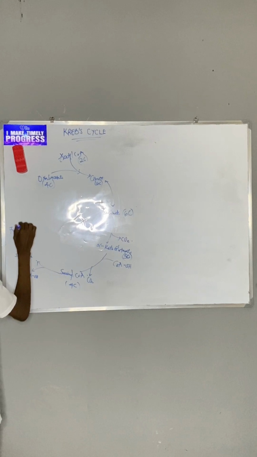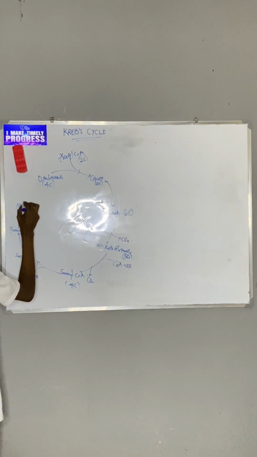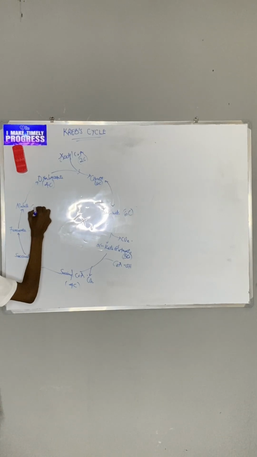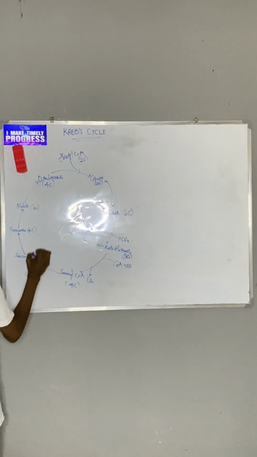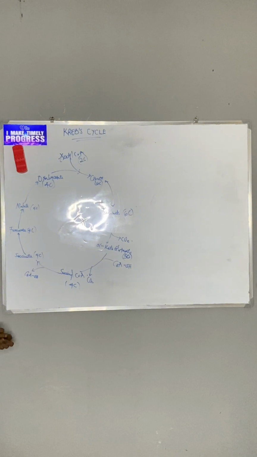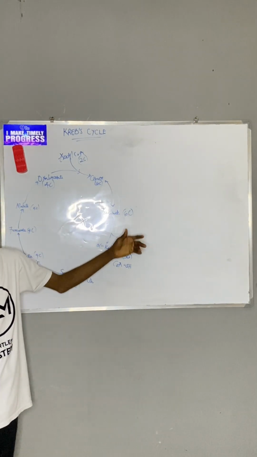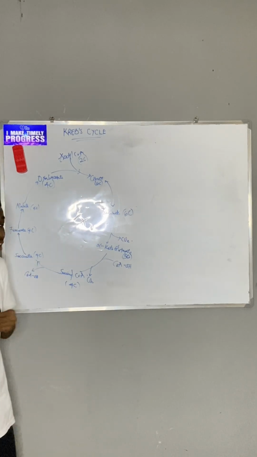Then from fumarate we change to malate, and from malate we go back to oxaloacetate. Every single one of these is actually 4 carbon. So I have 6 carbon citrate changing to 6 carbon isocitrate. There is no loss, so that's just isomerization.